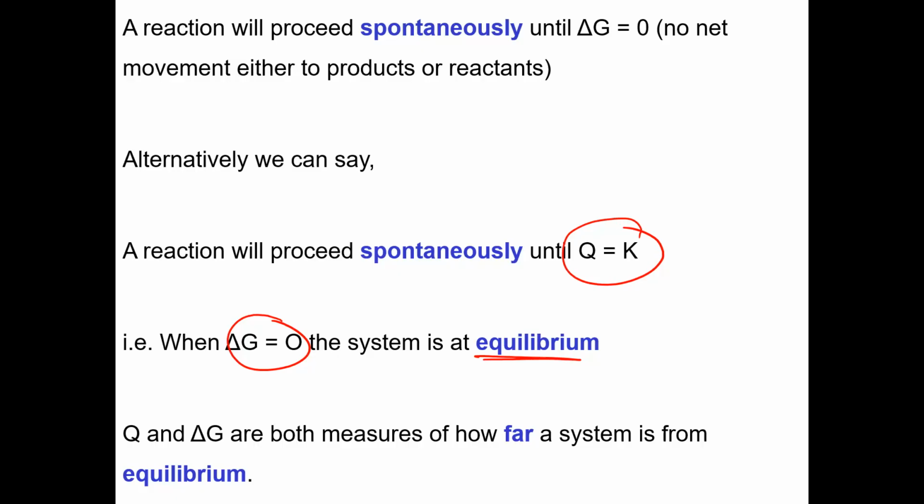So delta G and Q are both measures of how far a system is from equilibrium. When delta G equals 0, the system's at equilibrium. When delta G doesn't equal 0, the system is not at equilibrium. When Q equals K, the system's at equilibrium. When Q is not equal to K, the system is not at equilibrium.